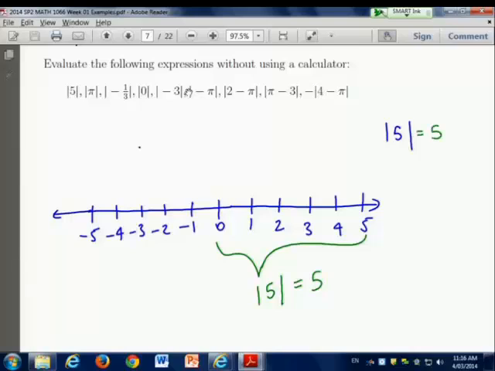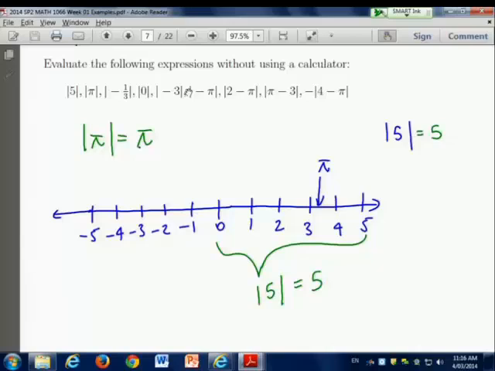Absolute value of pi. Pi is over here somewhere on the number line. How far is it from 0? 3. Pi. It's pi from 0. Don't really care what the number is, it's pi from 0. So you can see that if the number inside the absolute value signs, like the 5 or the pi, is positive, all you do is take the absolute value signs away.